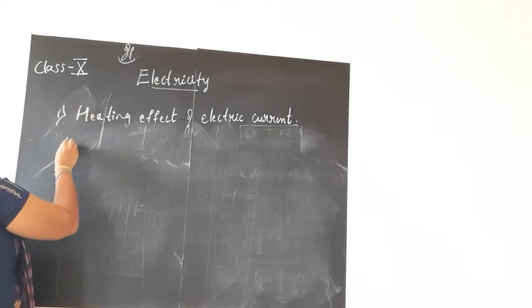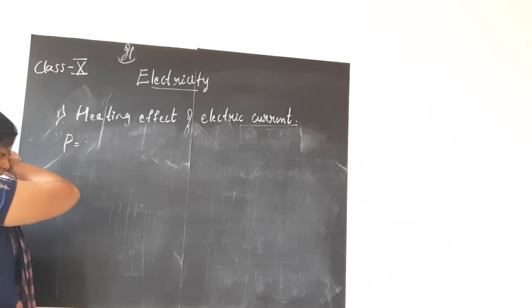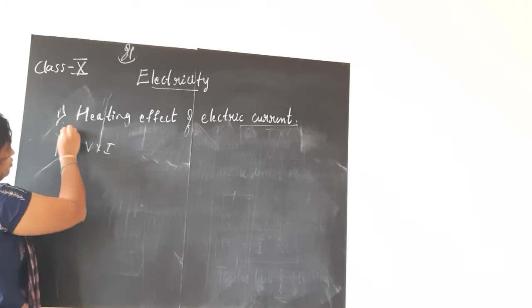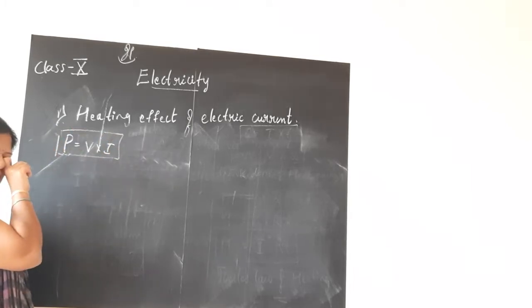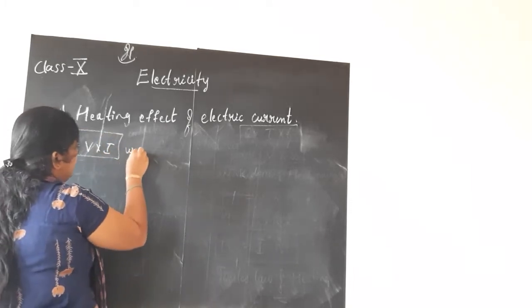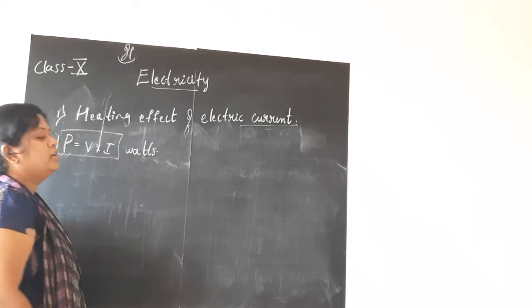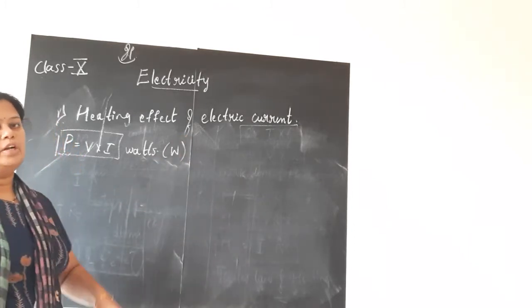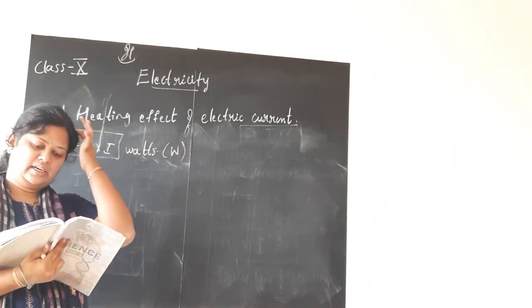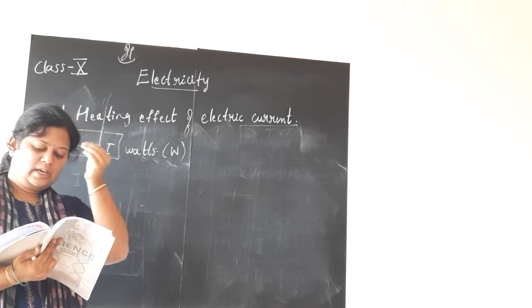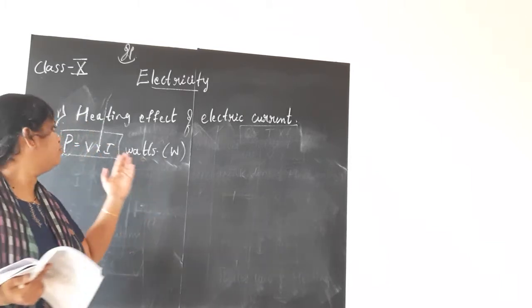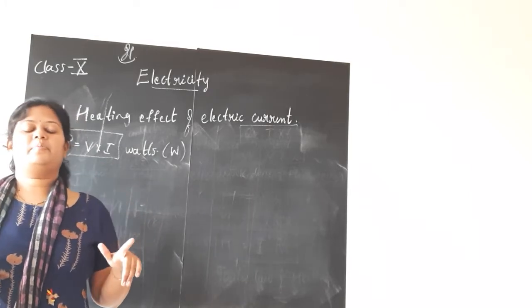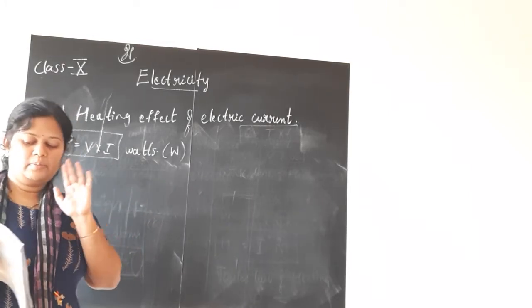That explanation and definition, they won't ask you. Just remember one more formula to find the power, that is V into I, and the unit of power is watts. It is represented by the capital letter W, children. So that is about power. It is defined as the product of voltage into current. P is V into I. Its unit is watts, represented by the capital letter W. Keep this in mind.